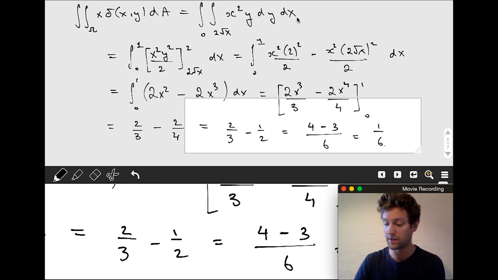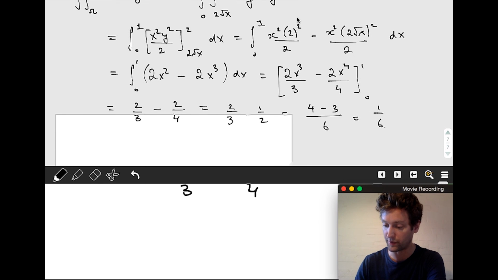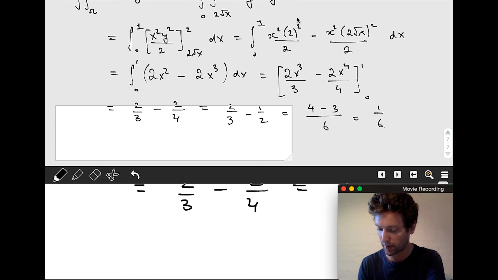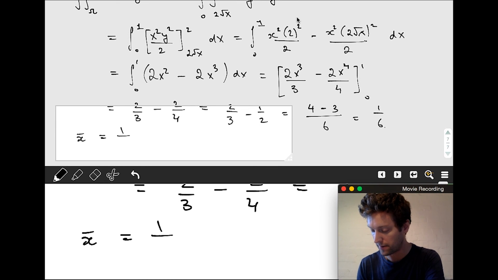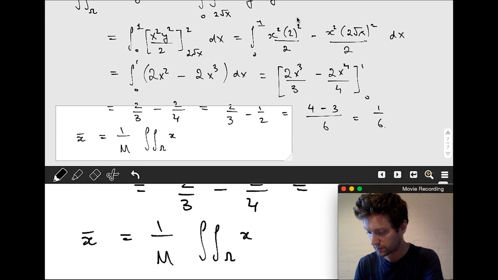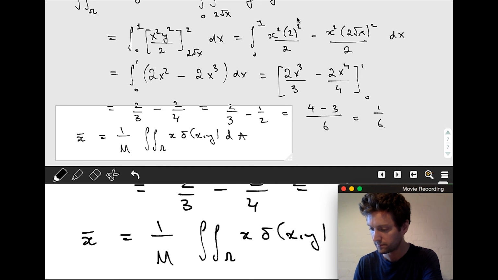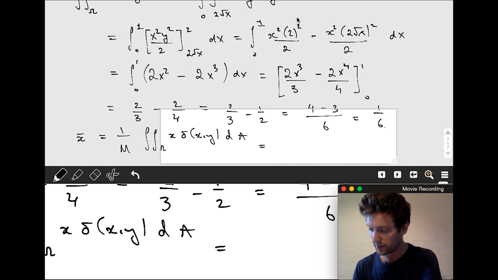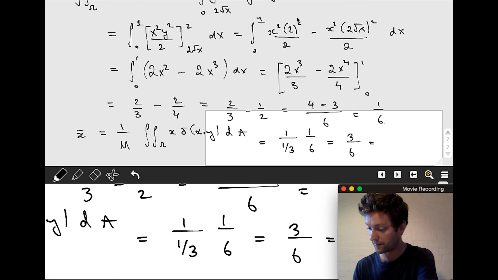We can use this now to calculate the center of mass coordinate in the x direction, because it's going to be given by 1 over m times the double integral of x times the density. So in other words, our mass was 1/3, so it's going to be 1 over 1/3 times 1/6, which is equal to 3 over 6, which is equal to a half.